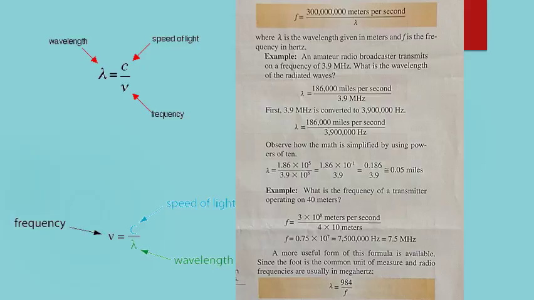megahertz. A more useful form of this formula is also available. Since foot is the common unit of measure in radio frequencies, they are usually in megahertz, and the formula is at the bottom of the right side of the screen, where lambda equals 984 divided by the frequency. Memorize these formulas if possible. They are used a great deal in the design of special frequency antennas. The antenna absorbs most of the radio wave when it matches the length of the radio wave.